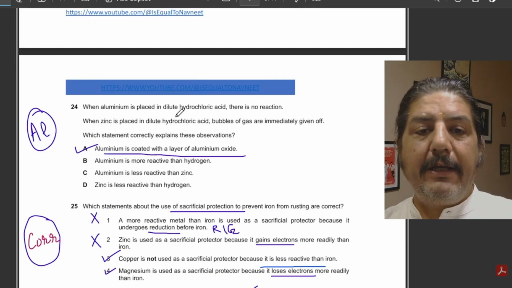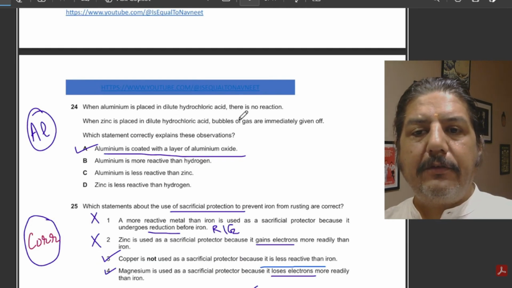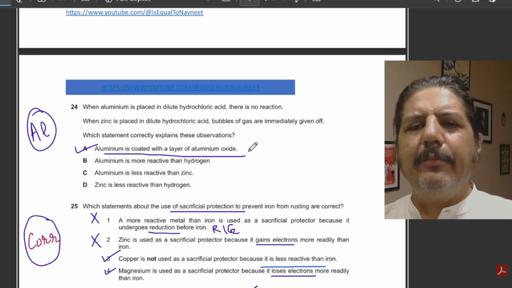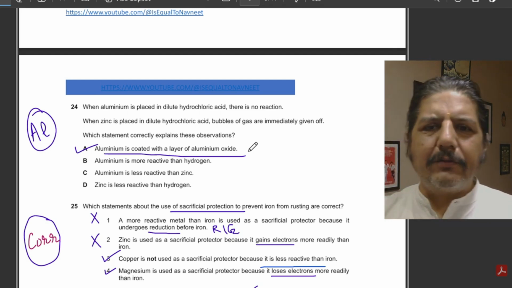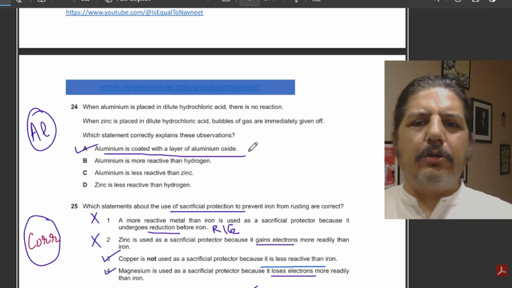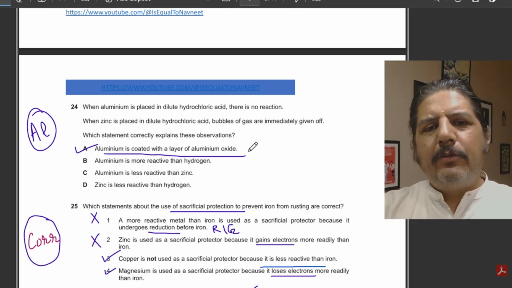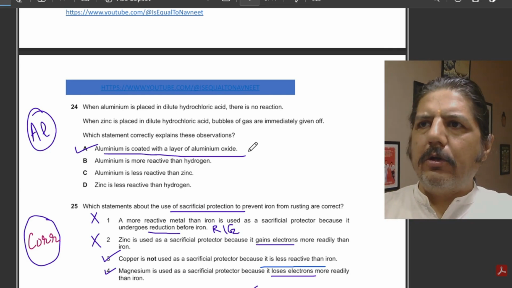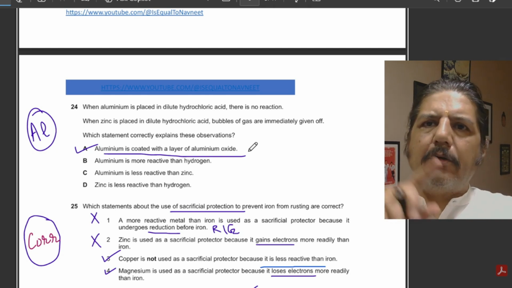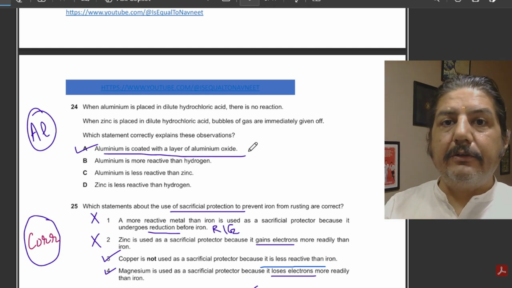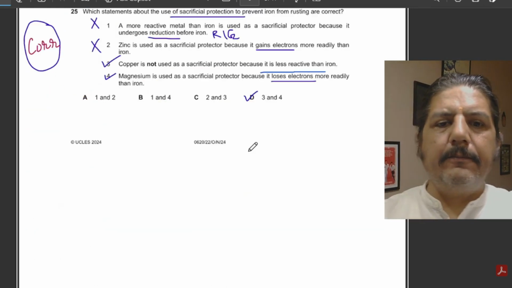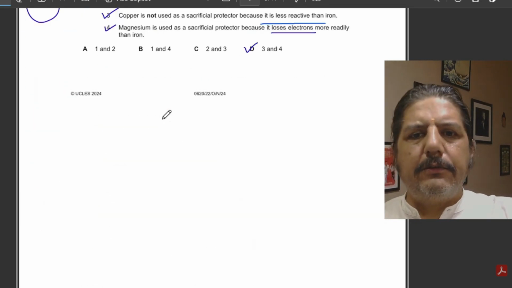Okay, next question. When aluminium is placed in dilute HCl, there is no reaction. When zinc is placed in dilute HCl, which statement correctly describes the aluminium coated with a layer of aluminium oxide? Actually, this question is from another chapter, but I thought of including this so that you understand that once aluminium has reacted with the oxygen from the environment, a layer of Al2O3 is formed, which is very unreactive, which doesn't allow aluminium to react.